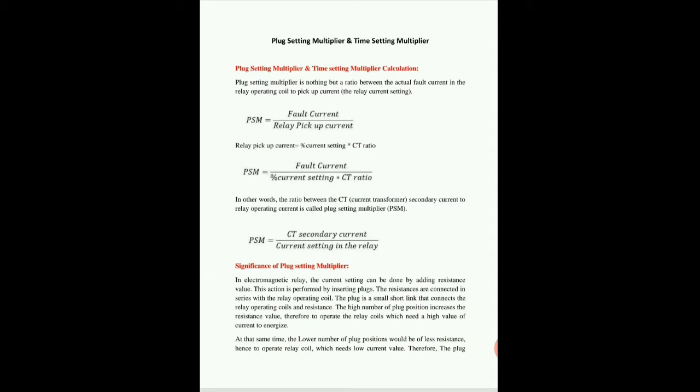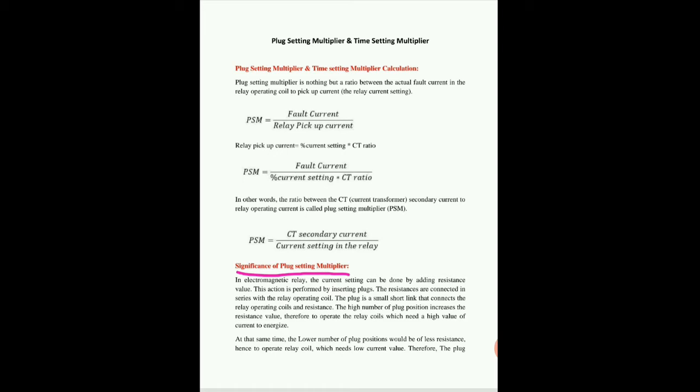In other words, we can say the ratio between current transformer secondary current to relay operating current is called plug setting multiplier. There is another definition of plug setting multiplier: CT, current transformer secondary current, divided by current setting in the relay.